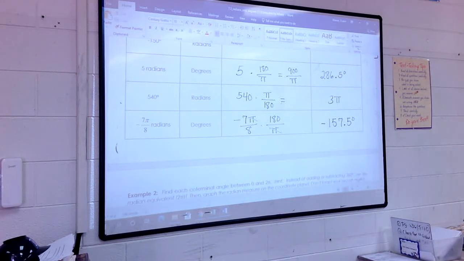So typically what I tell students is if you're going from radians to degrees and it has pi, you're getting rid of pi and multiplying by 180. If you're going from degrees to radians and it has pi, you're putting pi on top and you're dividing by 180. So when you go to radians, typically you get fractions. When you go to degrees, you're getting rid of the fractions. That's basically what's happening there.